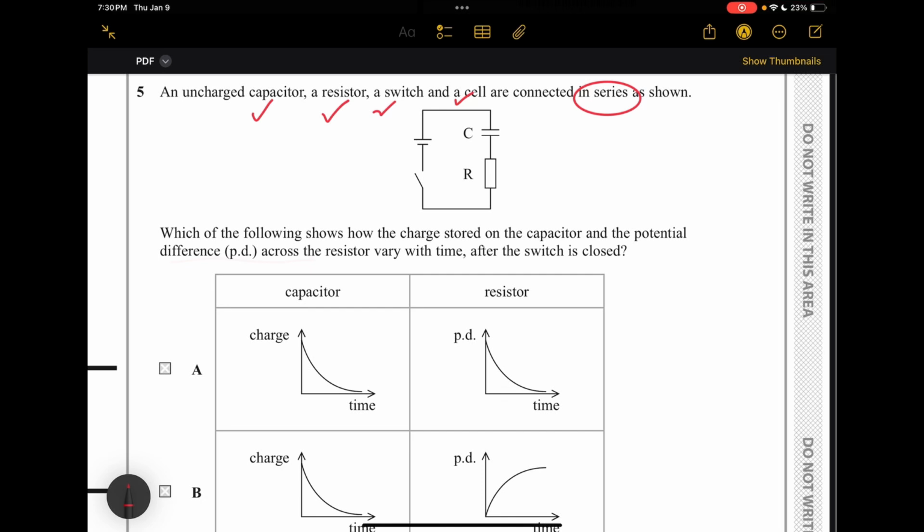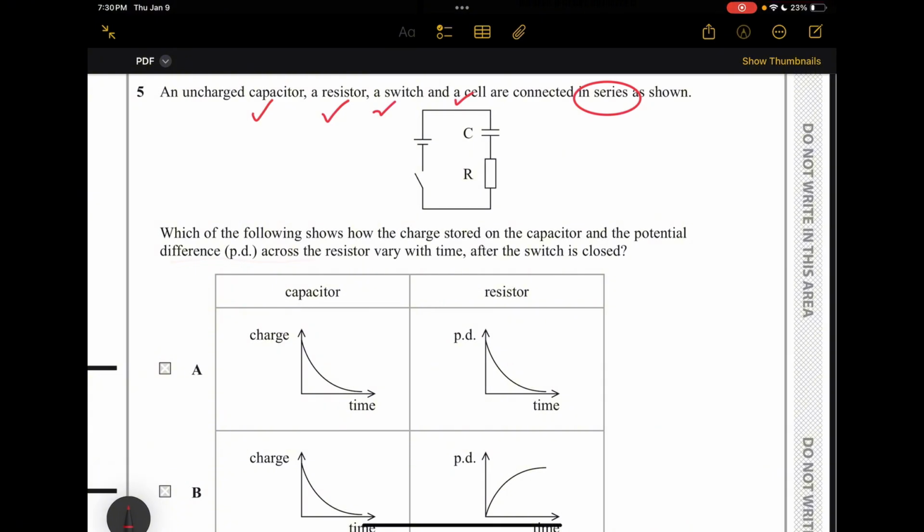vary when the switch is closed. So we all know that when something is uncharged, it will get charged. That means the charge stored on the capacitor will increase, not decrease. It is previously uncharged, so when the switch is closed, the charge will start to increase.